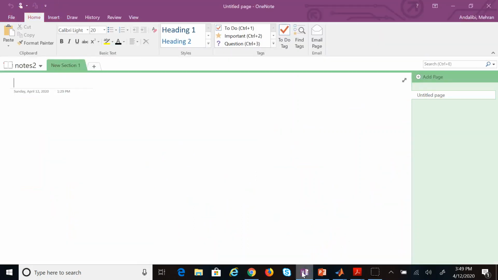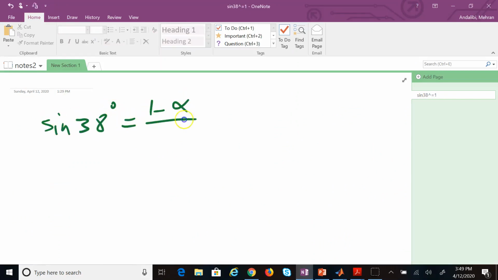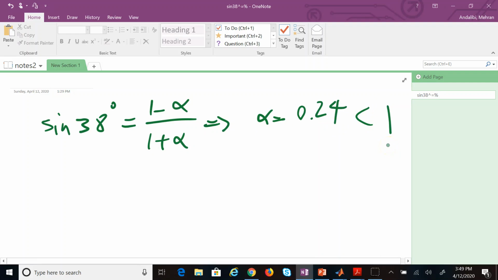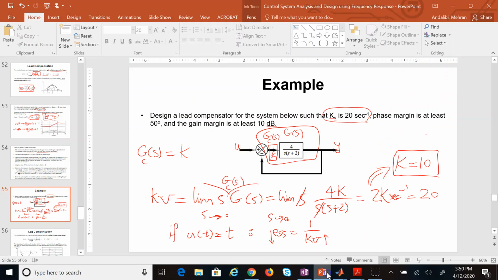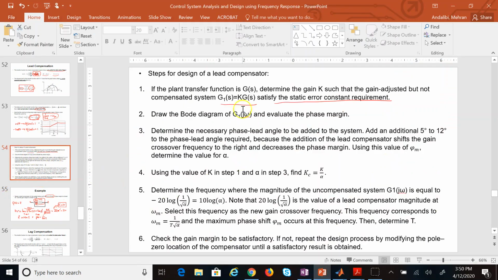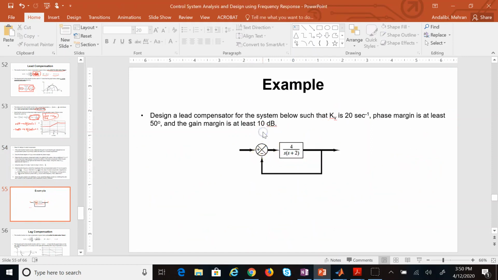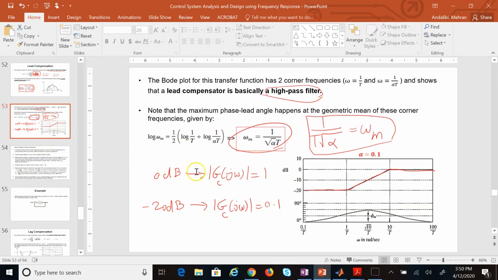Okay, so I write it here for you. So sine of 38 degrees is equal to 1 minus alpha divided by 1 plus alpha. From here, if you solve for it, you can see alpha should be 0.24. That's the attenuation factor, which is clearly less than 1, and everything looks good. So now we have gone through this stage number 3, and we determined alpha. Okay, what else?